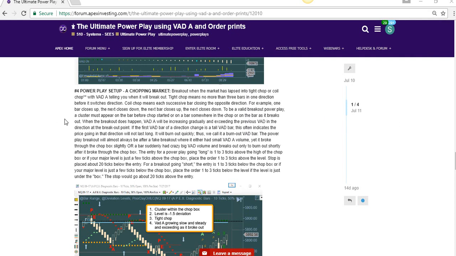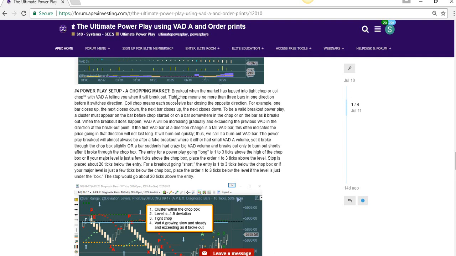But for the power play setups, again, if we're looking for a power move or a big move, we're looking for a little bit tighter chop. We're not focusing on the wider range chop. We're focusing mainly for it to be a power play, one of these 4 setups. Again, we're looking at coil chop and tight chop.